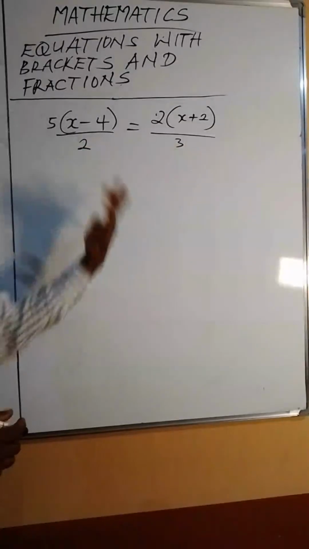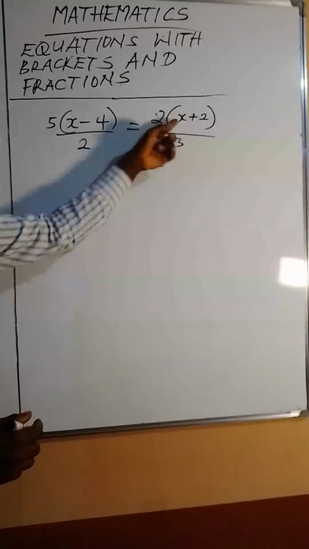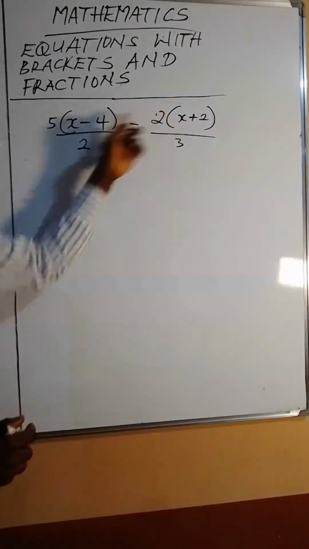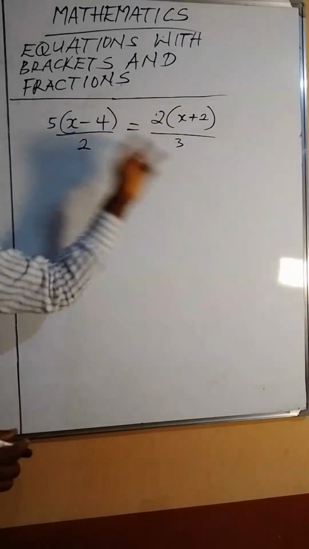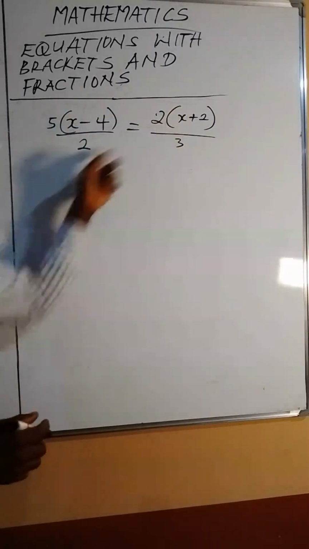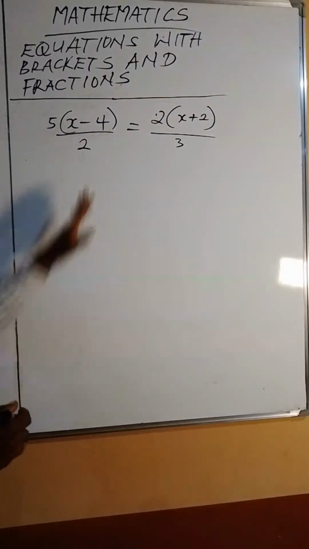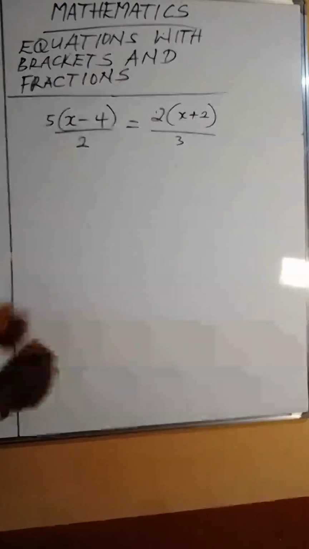So we can simply clear the bracket here. So let's clear the bracket at this stage. We can do that, or we can just simply cross multiply. We can cross multiply or use any other method, okay? This is the second question for today. So let's quickly do that.